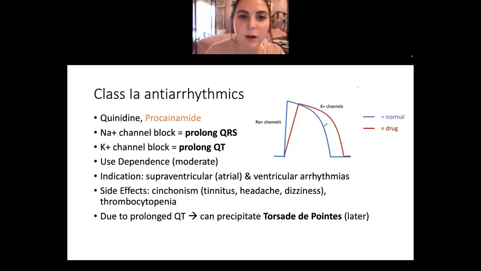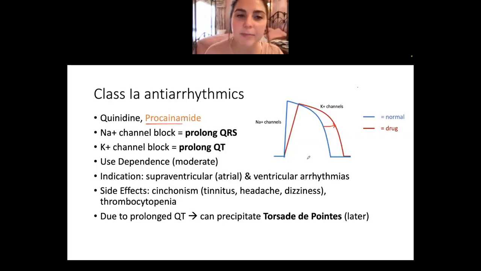But class 1As also have that weird thing where they can also block potassium channels. It's really weird. This is what your class 3s do. It's just something to know that class 1As also do that. So you're also going to see an extension of the effective refractory period with class 1As. And it's only 1As, not all class 1s.